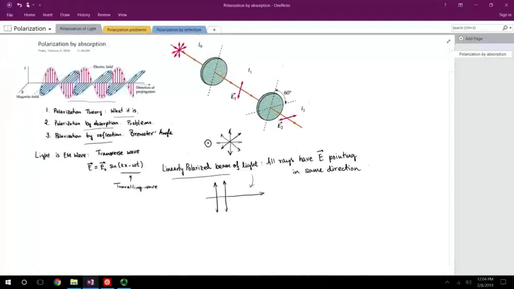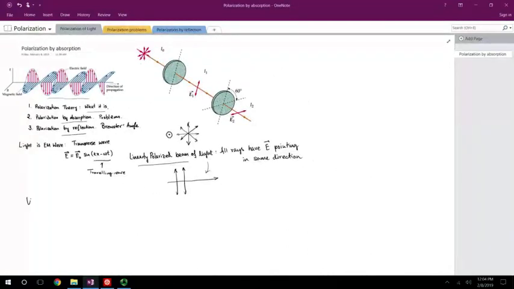Okay, but light can also be unpolarized. So an unpolarized beam of light would mean the electric field is pointing in all possible directions.